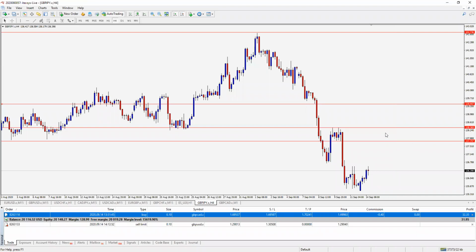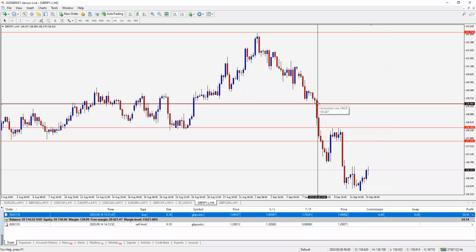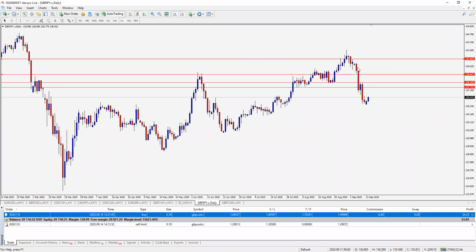I'll sell this level, I'll put the stop loss just above. If the price takes my stop loss, nothing happened. I'll consider to sell here again, since what we saw on this daily picture, and the stop loss will be maybe just above these few little candles. And that's for the GBP against the yen.